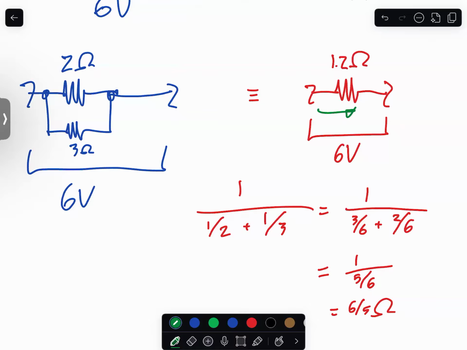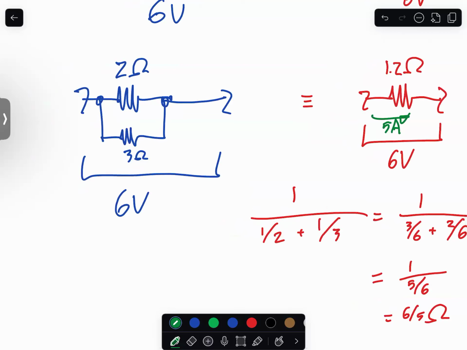What's 6 divided by 1.2? 5. 5 amperes. Not hamsters. Okay, let's look at the original circuit. How many amps are going to be drawn by the total circuit? How many amps are drawn by the original circuit?